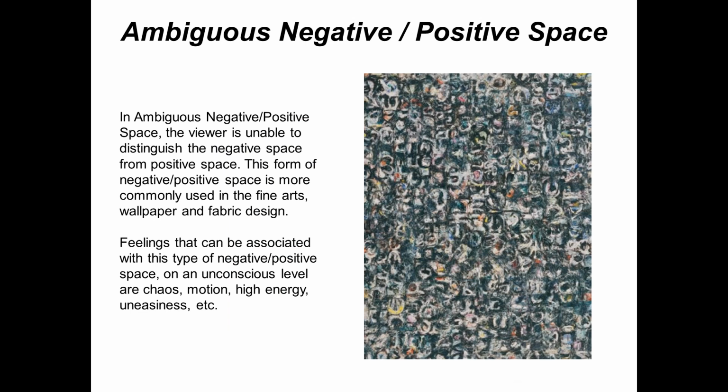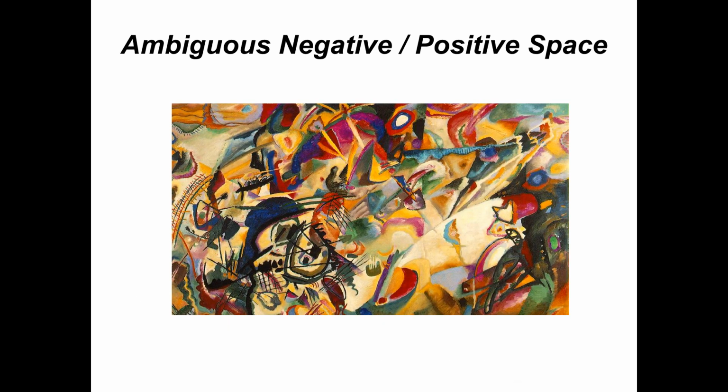Now, the last of the three that I like to talk about is ambiguous negative positive space. In ambiguous negative positive space, the viewer is unable to distinguish which is the negative space and which is the positive space. This type of negative positive space is more commonly found in fine arts or in wallpaper design or fabric design. Feelings that can be associated with ambiguous negative positive space on an unconscious level: chaos, this looks like a fairly chaotic piece here, motion, high energy, uneasiness. Here's another example.